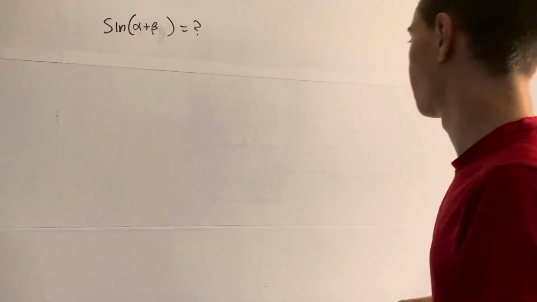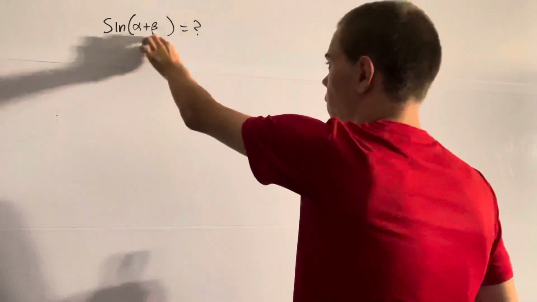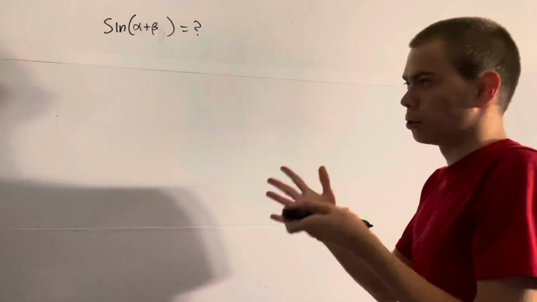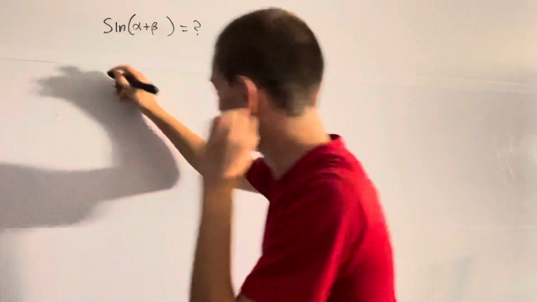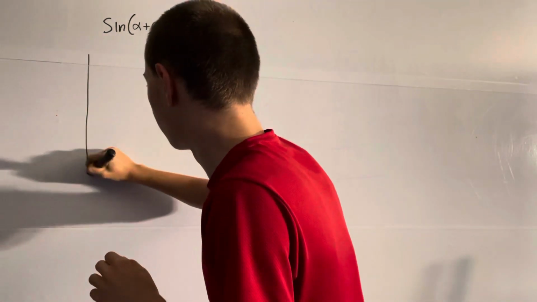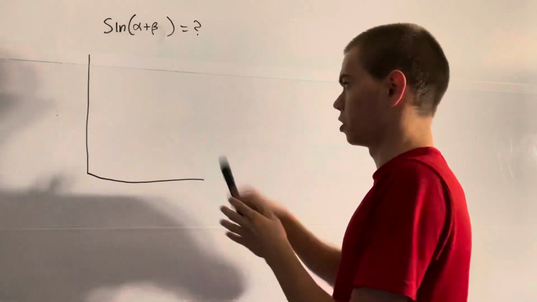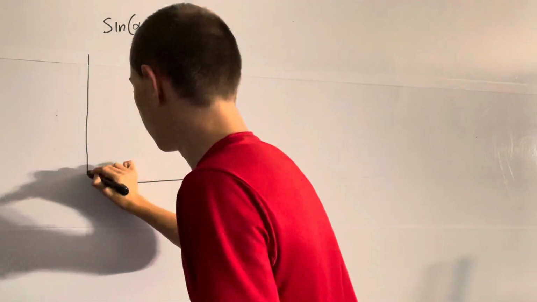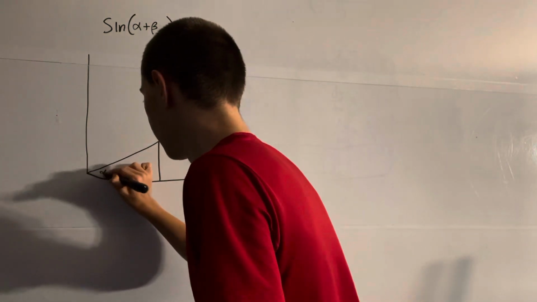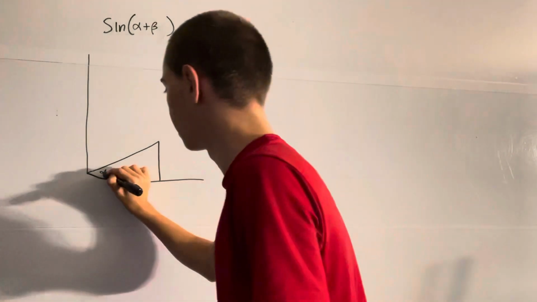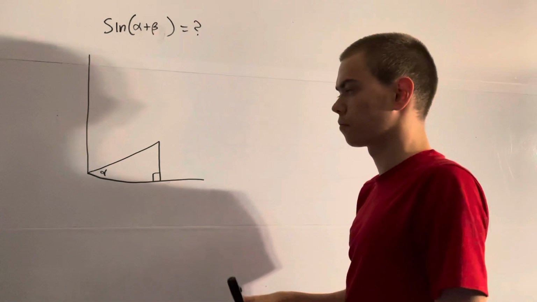Okay, so in order to derive this, in order to figure out what the sine of alpha plus beta is, we're going to need to do something. So what we could do is draw a diagram. In this case, we're going to draw those two arbitrary angles. We have this triangle right here, and this triangle has an angle alpha right there. That angle's alpha, and it's associated with this right triangle.